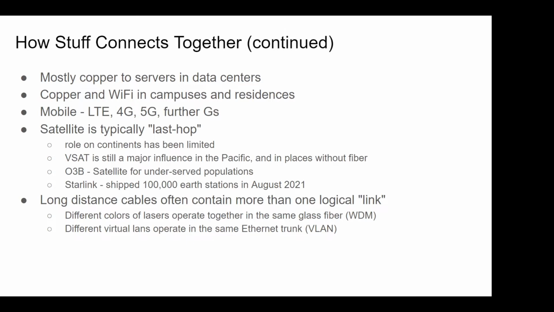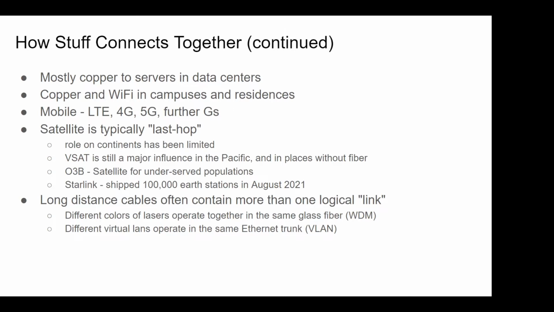O3B is a satellite brand that was set up in order to serve the other 3 billion, and it's satellite for underserved populations. And of course, the game is about to change because Starlink has shipped 100,000 Earth stations. They are the first satellite provider that has their own internal launch capability. You think about how that changes the picture.